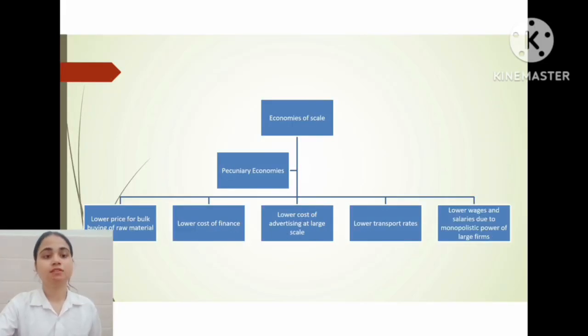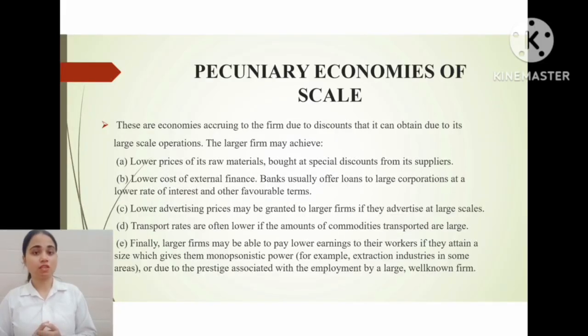We can discuss the pecuniary economies of scale first. These are economies occurring to the firm due to discounts that it can obtain due to its large scale operation, like lower price of its raw material bought, with special discounts from its suppliers. Like if we take supplies many times, they can give us special discounts for the raw material.